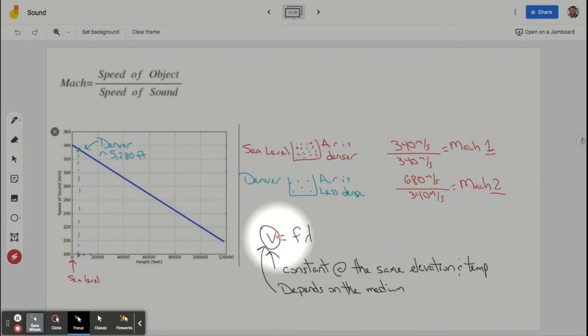So what I'm telling you guys is that the velocity is constant at the same elevation and the same temperature. So the speed of sound is constant at the same temperature, same elevation. That depends on the medium. So we're going to assume that the medium of the air is not changing.